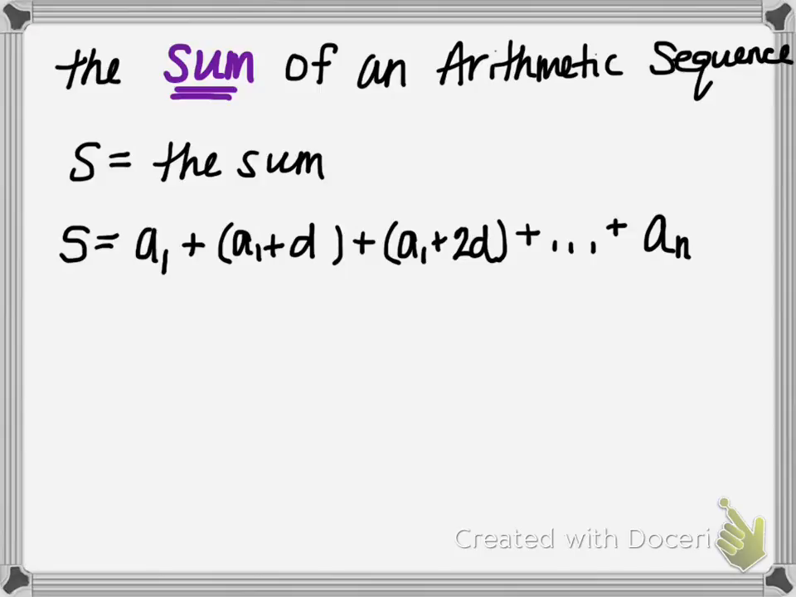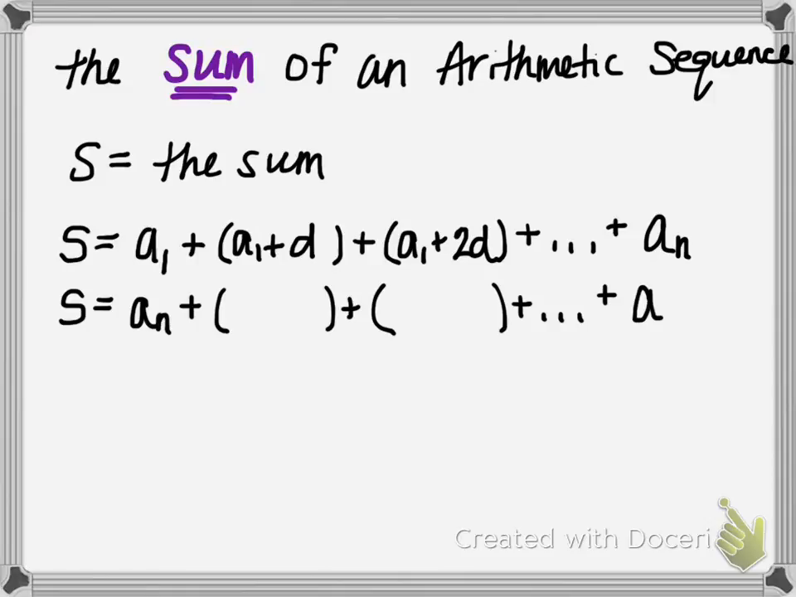Now let's define S a second way. What if we began with the last term of the sequence this time? The last term of the sequence is a sub n. And now we want to add the second to last term of the sequence. And then we would add the third to last term of the sequence. And we would keep adding, working backwards, working our way through the sequence until eventually we worked our way back to the beginning, to the first term. So the last value we would add would be the first term of the sequence, which is a sub 1.